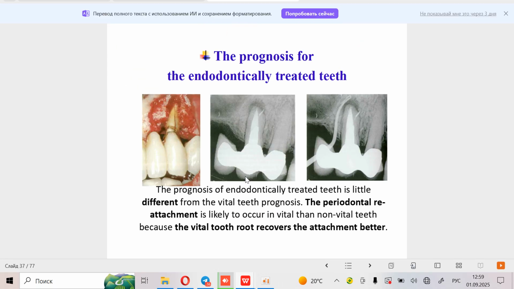Prognosis of endodontically treated teeth. The prognosis of endodontically treated teeth is a little different from the vital teeth prognosis. The periodontal reattachment is likely to occur in vital rather than non-vital teeth because the vital tooth root recovers the attachment better.